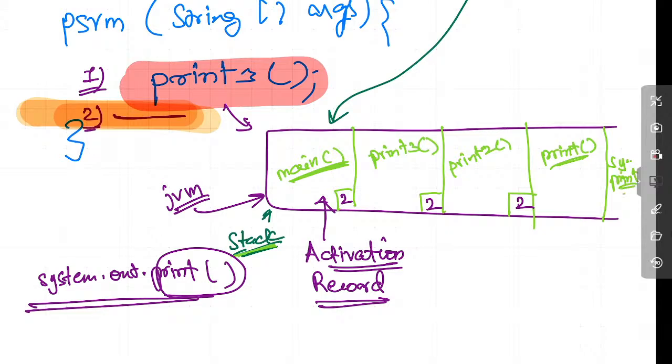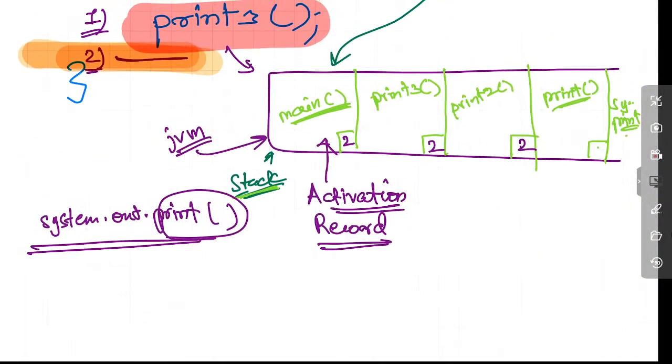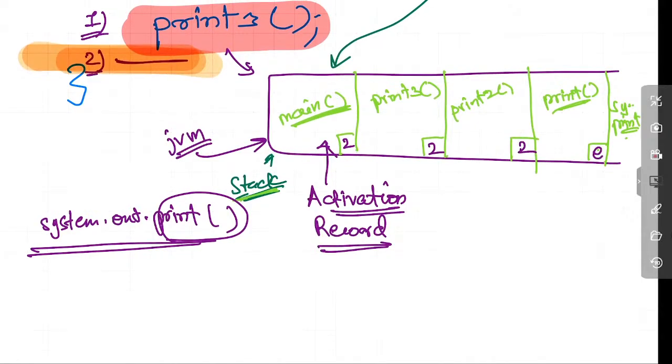Print will be called, and when you get back, you will get back to the line after this line, which is the end of the block, right? So you can write end of block. Once you have done this, you will print. What are you going to print? You are going to print print 1.